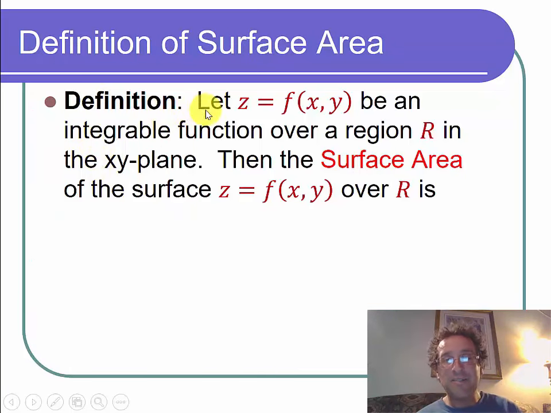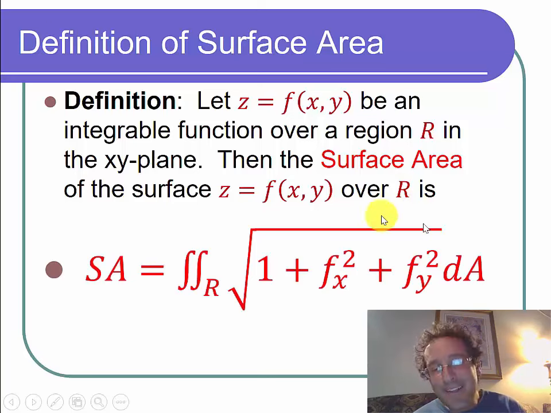It says, let z equal f of x y be an integrable function over a region R in the xy plane. Then the surface area of the surface z equals f of x y over R is the double integral over the region of the square root of 1 plus f x squared plus f y squared dA.